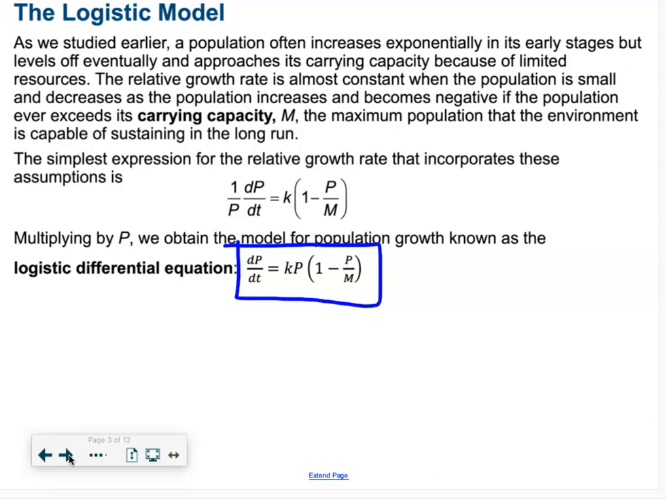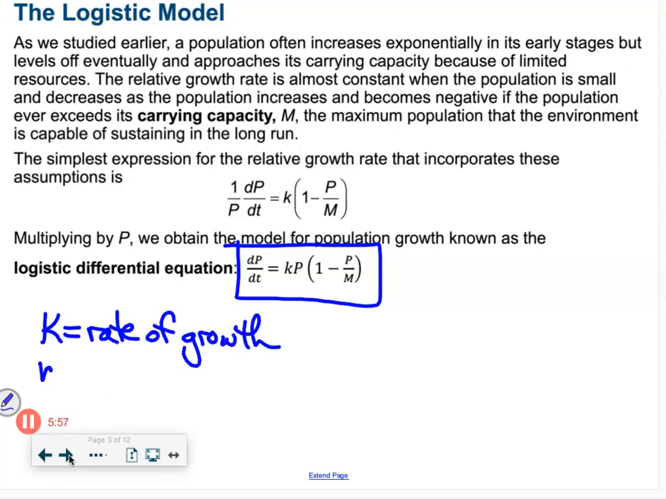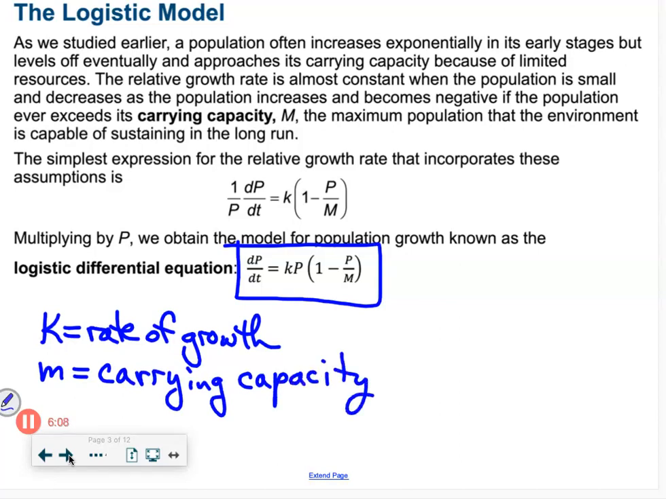So that's called the logistic differential equation. P is still your population. K, I'm going to write some things down. K is actually your rate of growth. P is your population, and then M is your carrying capacity. K and M are constants.